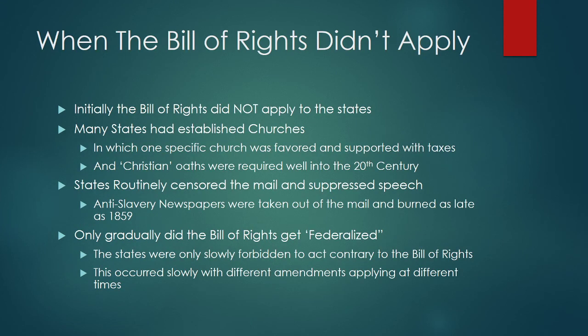Now, one of the things I wanted to bring up here, and I'm going to talk quickly about North Carolina, is when the Bill of Rights didn't apply. We tend to think, well, I'm an American. I have my First Amendment rights, say, to worship how I choose, or I have my Second Amendment rights to own a gun, or I have my Fourth or Fifth Amendment rights, or my Eighth Amendment rights against cruel and unusual punishment. But initially, you had those rights, but only if the federal government was trying to violate them or take them away from you.